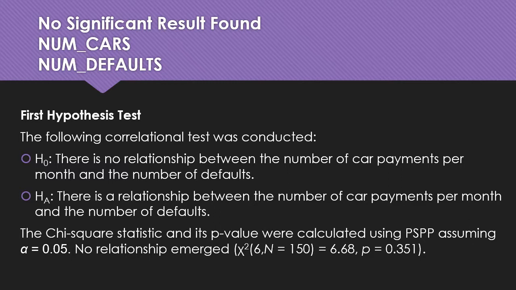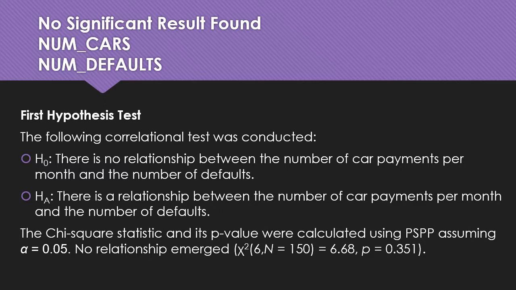No significant result found. Next, we see a no significant result found. The following correlational test was conducted. The null hypothesis: there is no relationship between the number of car payments per month and the number of defaults. The alternative hypothesis: there is a relationship between the number of car payments per month and the number of defaults.